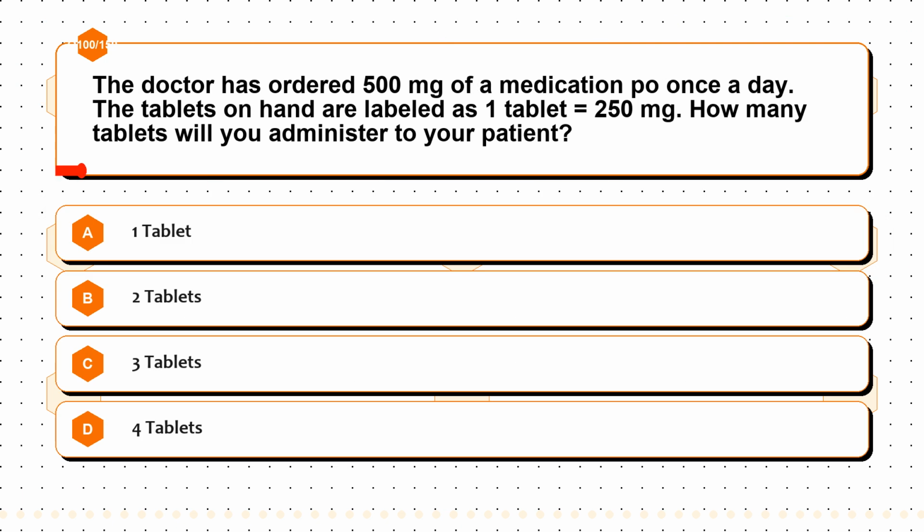Question 100. The doctor has ordered 500 mg of a medication PO once a day. The tablets on hand are labeled as 1 tablet equals 250 mg. How many tablets will you administer to your patient? Here are the options. Option A, 1 tablet. Option B, 2 tablets. Option C, 3 tablets. Option D, 4 tablets.